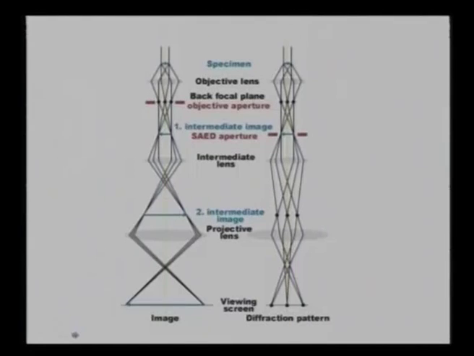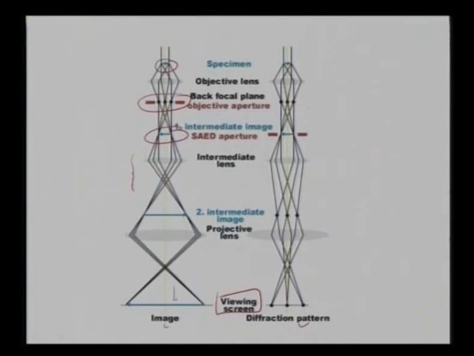So, coming back to the ray diagram, I can see that my specimen lies here, and then I have my back focal plane, then I have my intermediate image which is forming, then I have some intermediate lenses, and then finally I get my image, either as an image or as a diffraction pattern, on a screen.